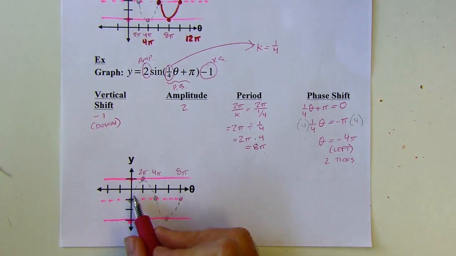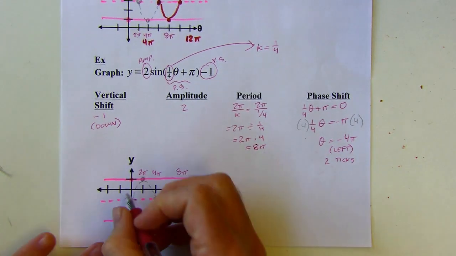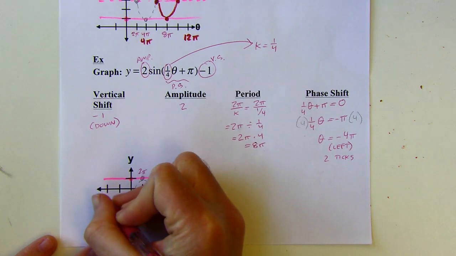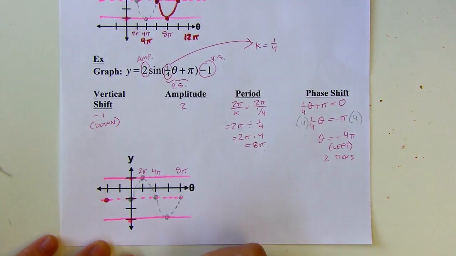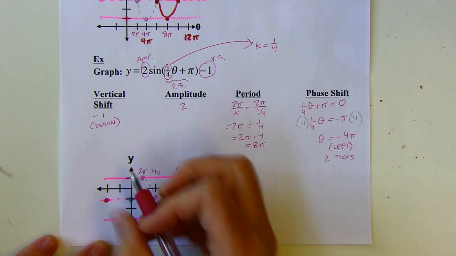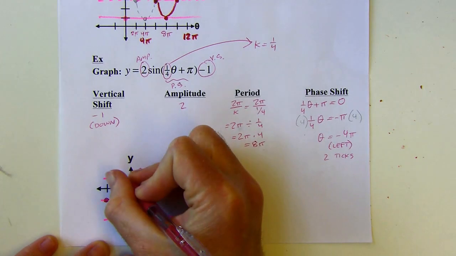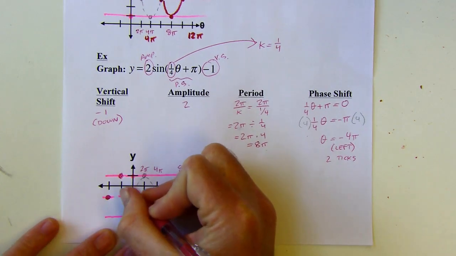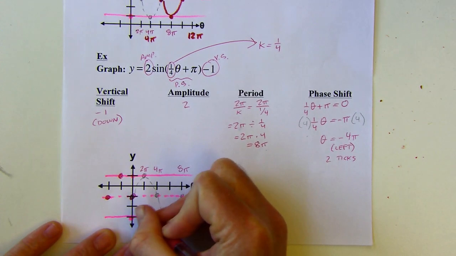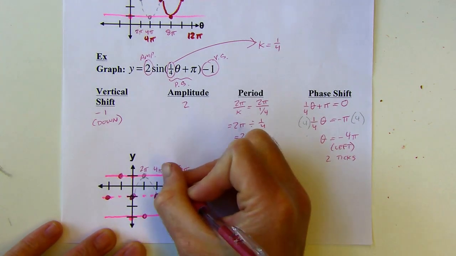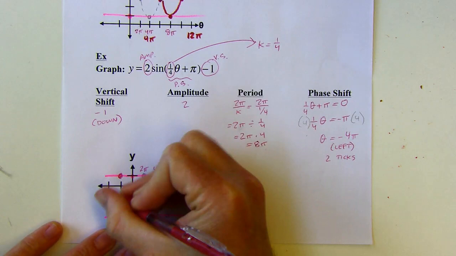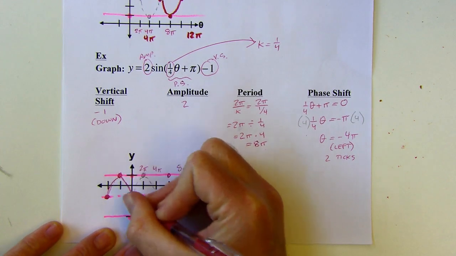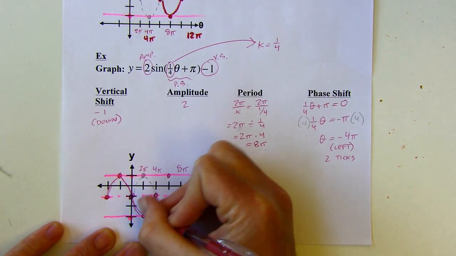Okay, so I'm going to take my leftmost point here. Move it to the left, and then you could move each point to the left, but I'm just following the pattern from there, going up, middle, down, middle, up. And there we go, there's one cycle.